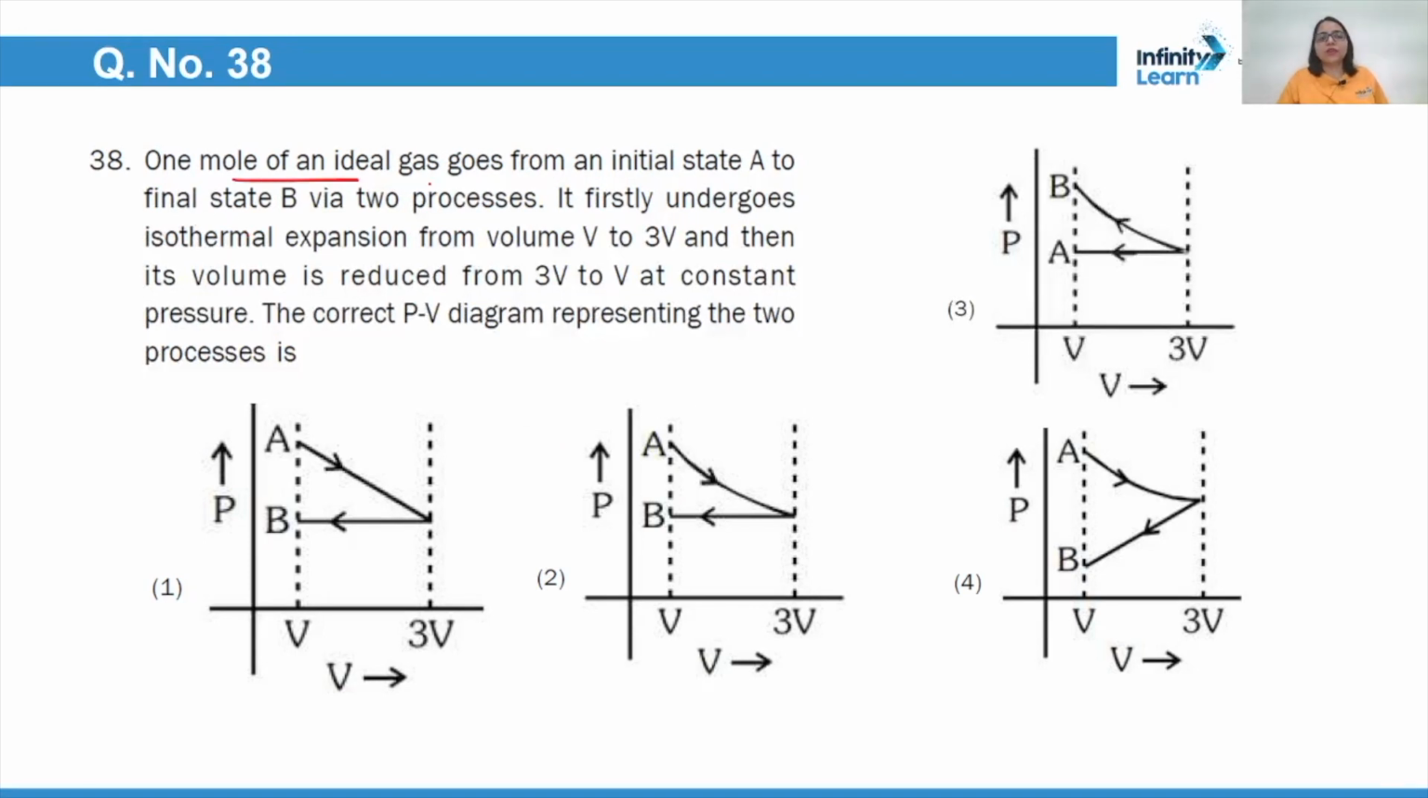Next is 1 mole of an ideal gas goes from an initial state A to a final state via two processes. It firstly undergoes isothermal expansion. So this is not isothermal expansion. This is not isothermal expansion. A to B, we are going A to B. So this is not possible. This is possible and this is possible.